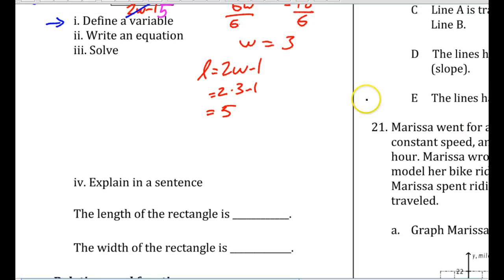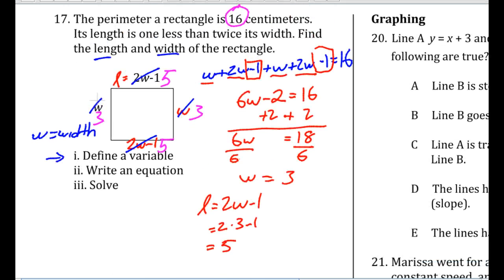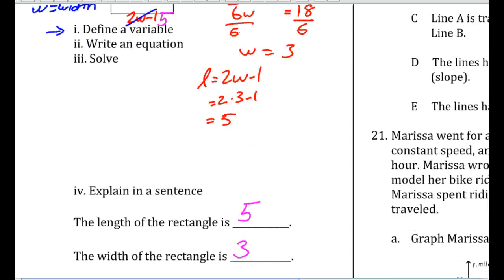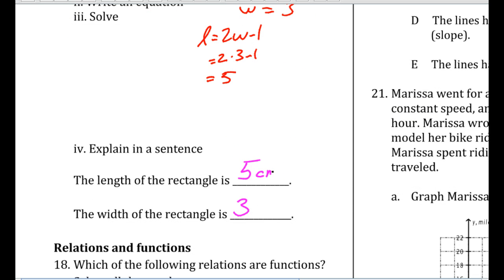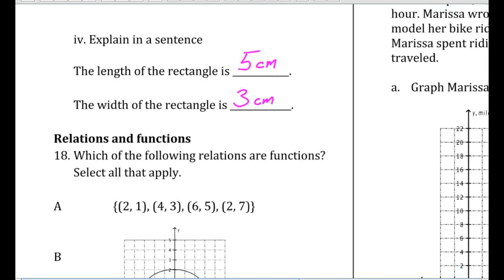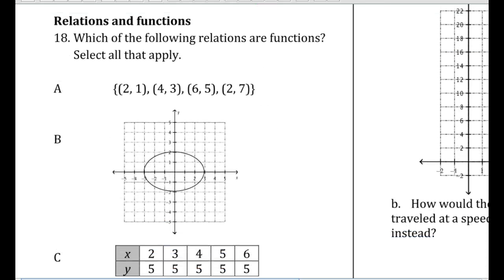Okay. So the length of the rectangle we found is 5, and the width is 3. And when we're talking about something realistic like this, we always want to include units. So we do have units here. We don't use them within the equation, but in the conclusion we definitely have to include them. So we're talking about centimeters. So this is a very small box. Very, very small. Alright, next topic, we got relations and functions.